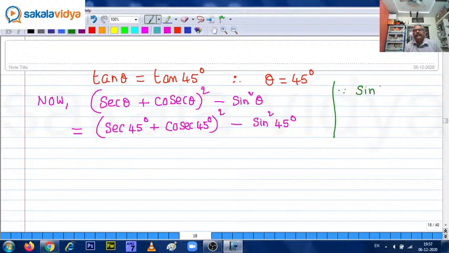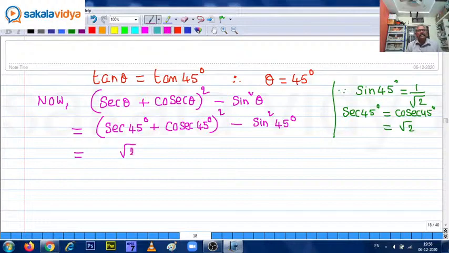Let me write the values once again for your better understanding. Sin 45 equals 1 upon root 2. Am I correct? 1 upon root 2. So now sec 45 degrees equals cosec 45 degrees equals root 2. Okay, let us do the problem now.